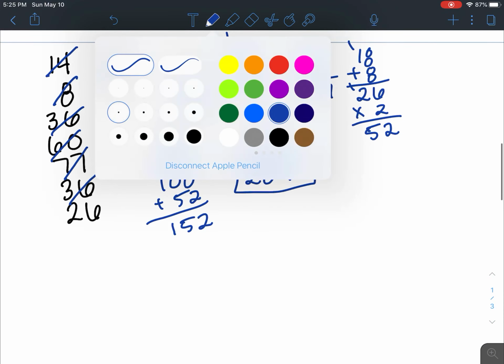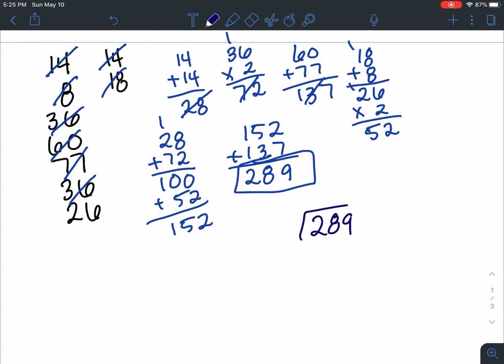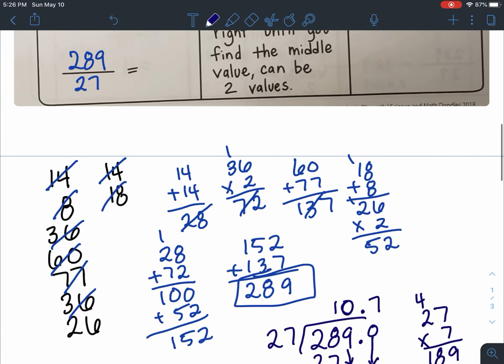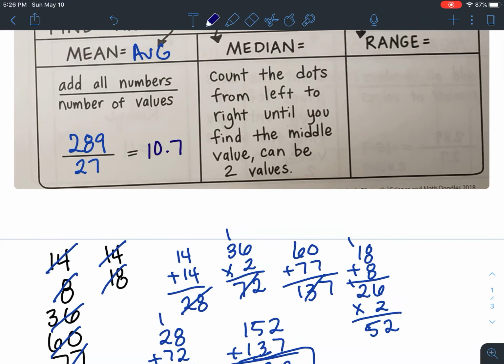So we're going to do 289 divided by 27. 27 goes into 28 one time. I'm left with 1, drop the 9. 27 can go into 19 0 times. From there, I need to add a decimal and a 0. And 27 can go into 190 about 7 times. So 27 times 7 gives us 189. We're going to stop about there because this decimal goes on pretty far. So I have about 10.7 for my average.